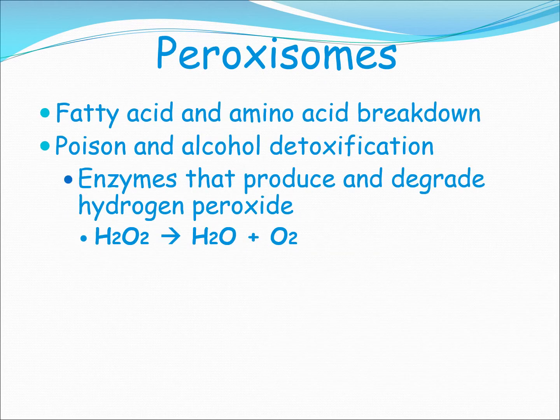Peroxisomes break down fatty acids, which are the building blocks of lipids, and amino acids, which are the building blocks of proteins. They also aid in detoxing the body from poisons and alcohol consumption. When they break down the toxin, hydrogen peroxide, which causes damage to cellular components, is formed. However, the peroxisome has enzymes that can then break the hydrogen peroxide down into water and oxygen.